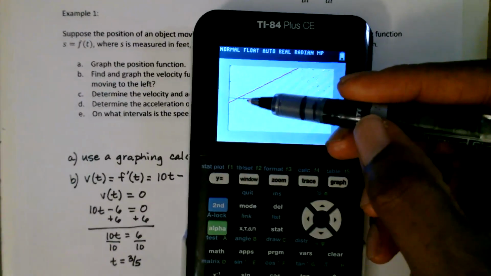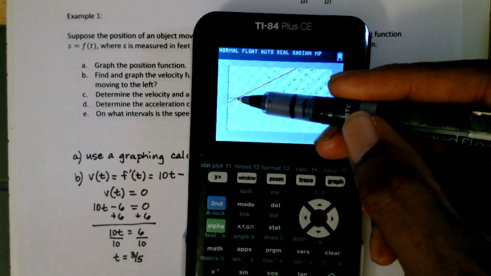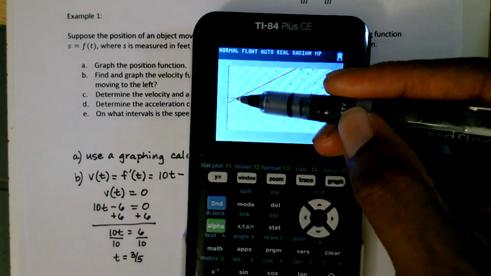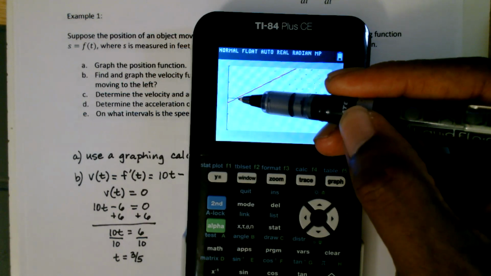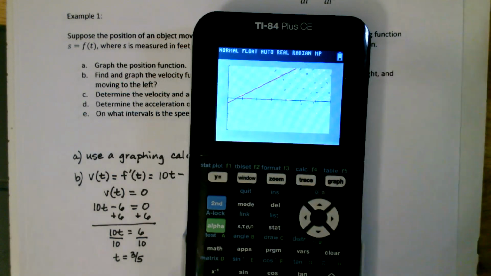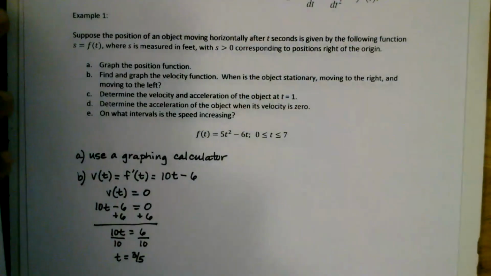So that means 3/5 is where that velocity function is going to be 0, because it's crossing the x-axis at 3/5. So that's where it's going to be stationary.